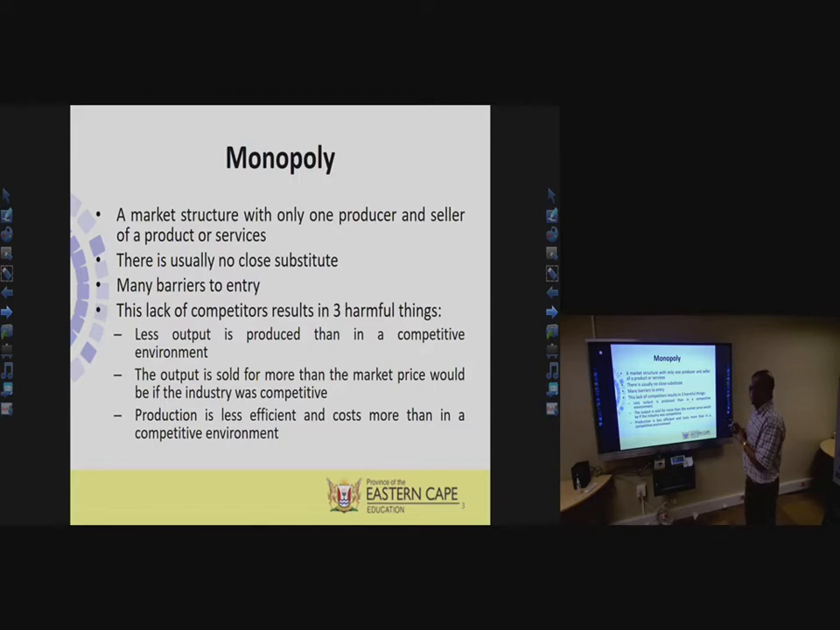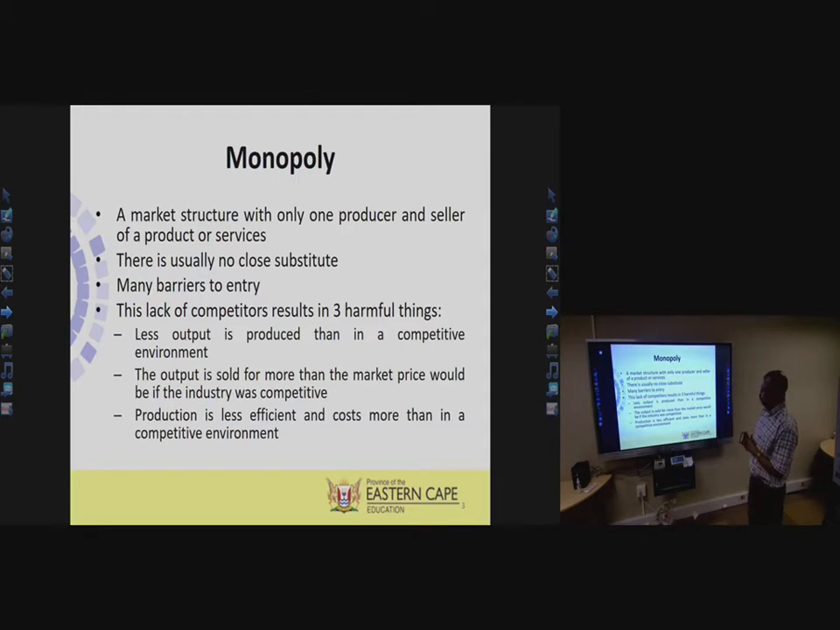Then this lack of competition results in three harmful things. Firstly, less output is produced than in a competitive environment. There is only this one seller, and this one seller will decide to produce at a particular level, unlike when there were many sellers, who would be producing many goods as they compete with each other. Then the output is sold for more than the market price.